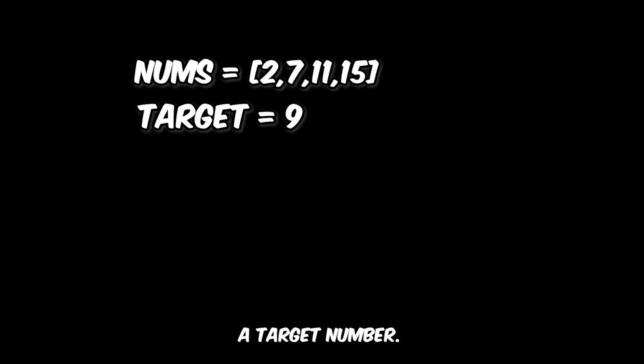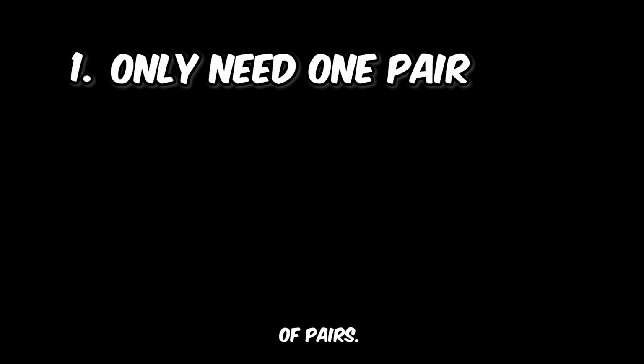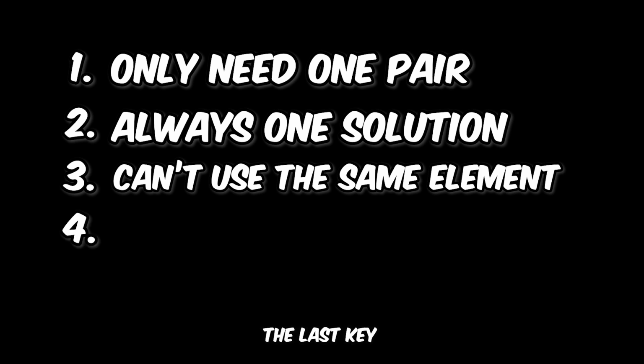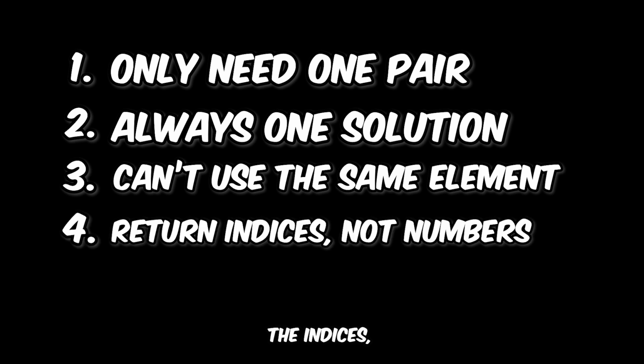Okay, so what are the key takeaways from this problem? So in simple terms, we're just given a list of numbers and then a target number. And all we have to do is just find two numbers that add up to the target. So the first takeaway is we only need to find one pair, not a bunch of pairs. And another key takeaway is there's always one solution. The next key takeaway is we can't use the same element twice. The last key takeaway is we want to return the indices, not the numbers. So knowing this, let's start thinking about a solution.